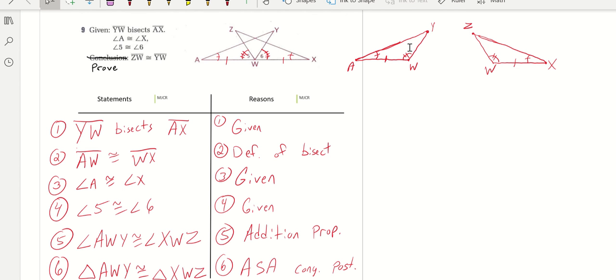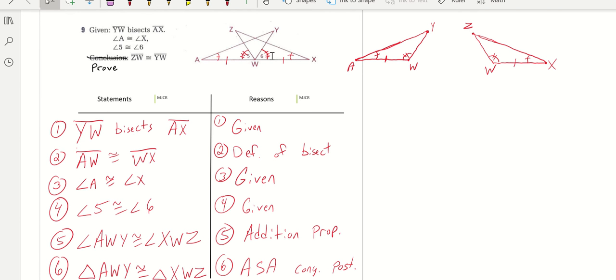There you go. And notice I've got 3 tick marks here for angle 5, 3 tick marks here, and an arc for angle 6. But I've only got an arc and 2 tick marks here for AWY. Same thing for XWZ. There's a reason, and it's because angle 5 doesn't make up the entire angle of AWY. It makes up part of it, right?